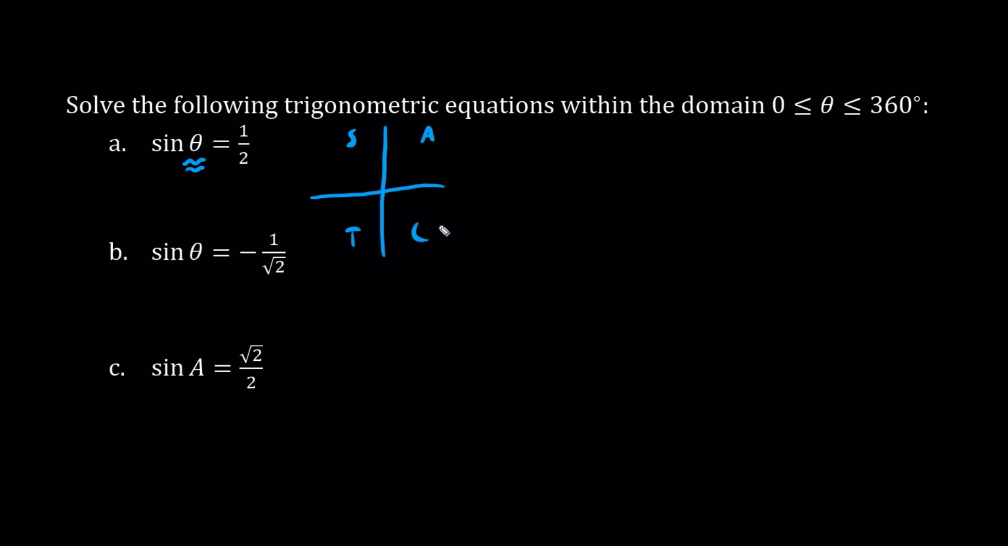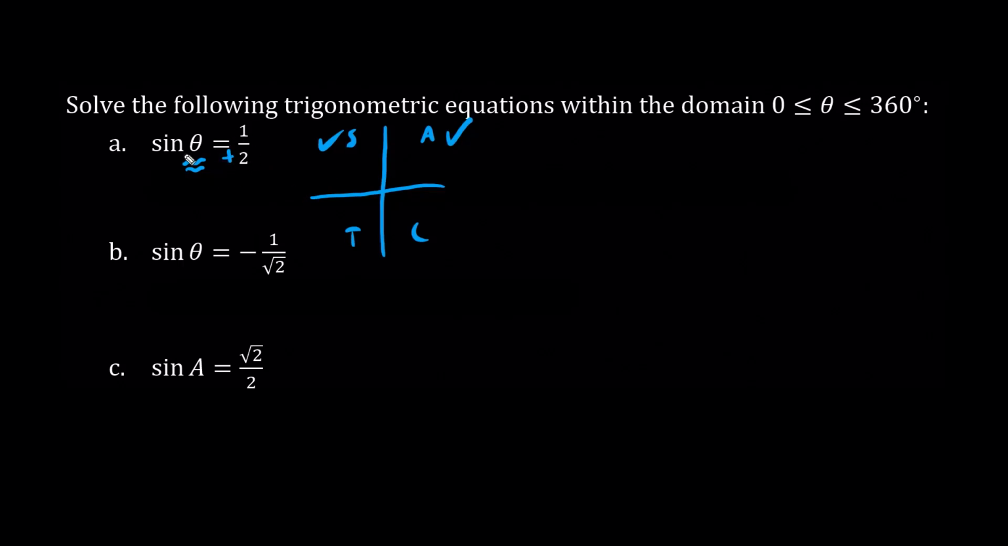ASTC, all students take calculus, or all things are positive, sine is positive, tan is positive, cosine is positive. And we're talking about sine. Sine theta is positive 1/2. Where? In this quadrant and this quadrant. So Hiya, ASTC, check. In which quadrants do we have a positive value? Now what is this value? Particularly we have the value 1/2 or 0.5.